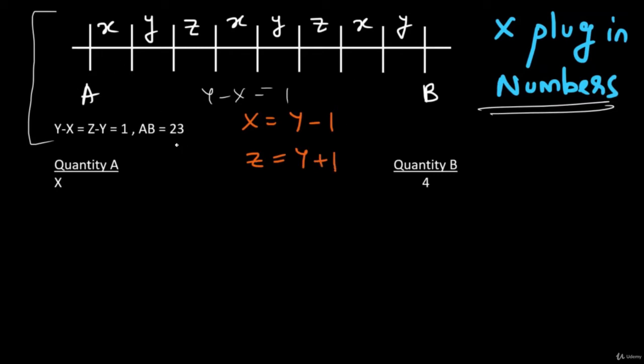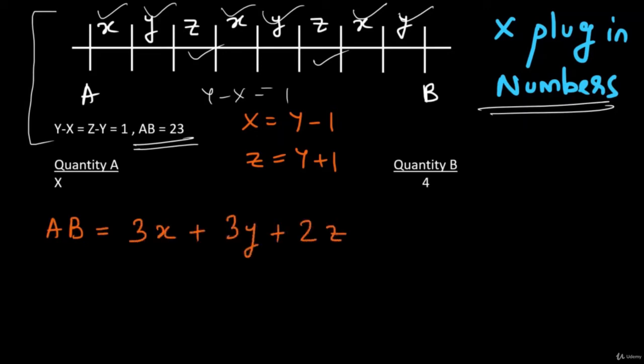Now AB is of length 23 and over here you can see that I have 1, 2, 3, 3 times X, 1, 2, 3, 3 times Y and 1, 2, 2 times Z. So that means AB is equal to 3X plus 3Y plus 2Z.